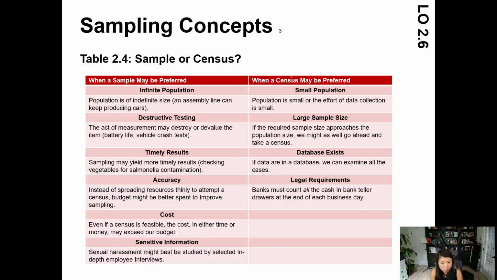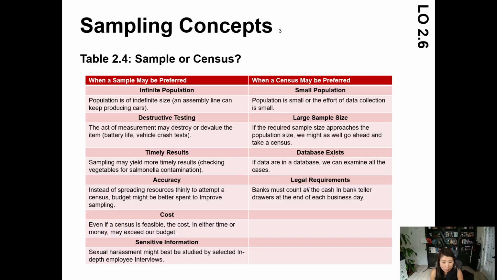However, in certain situations, we might do a census. First, if your population is already small, say you only study 50 people in total, don't try to create a sample because the population is already small enough. Just go ahead and get information from each individual in your population. And also a large sample size: if the required sample size approaches the population size. So let's say they require 10,000 and you have a population of 10,005. You'd better just get the data from your whole population, right?